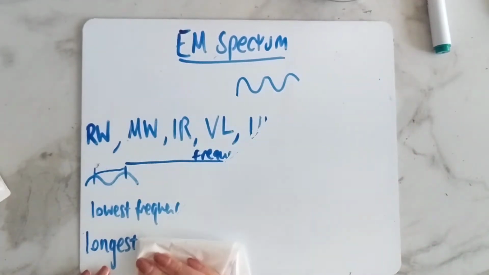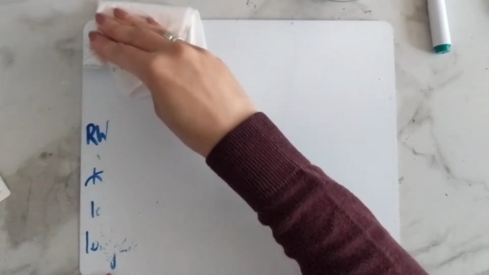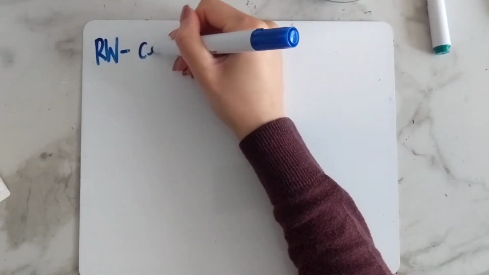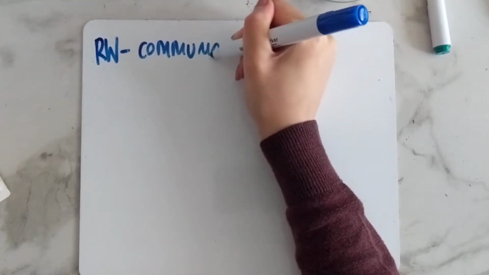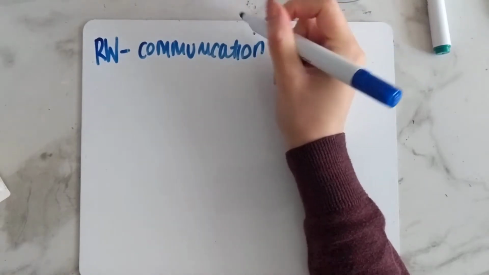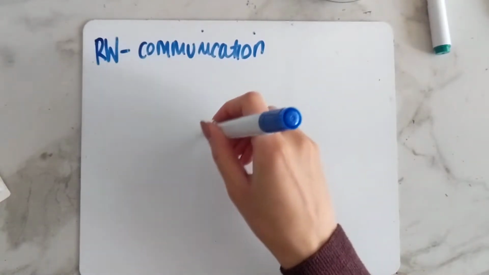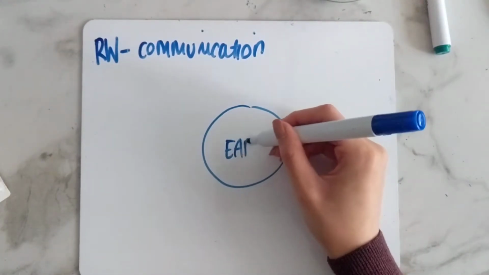So radio waves are used for communication. Now you need to be able to state one use for each of these waves, so it's best to remember just one for each really. So radio waves are used for communication. Now communication is in terms of, let's say, radio, the radio station sending signals and it reaching your home. That is effectively communication.